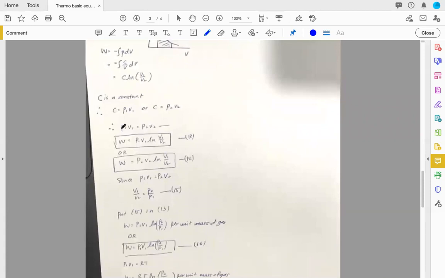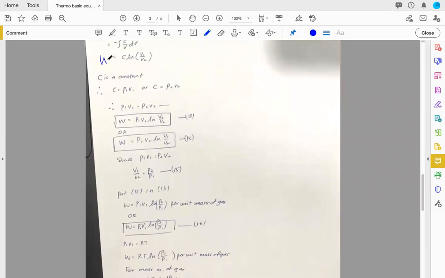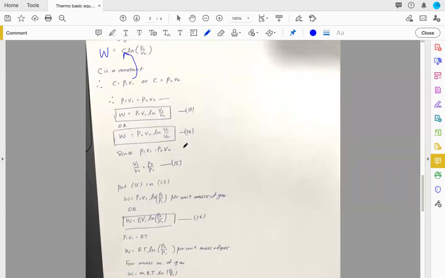In other words, P1 V1 equals P2 V2. Sounds familiar? Now you understand? And from this equation, W equals C ln V1 over V2, where we've replaced this into the C. So we can have equation 13 or equation 14.